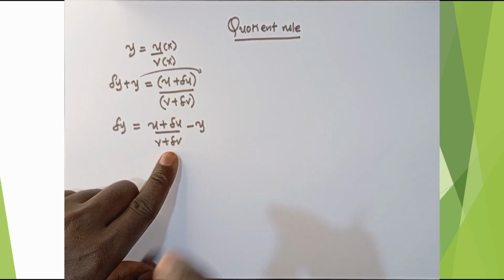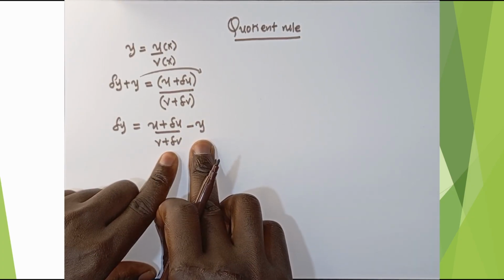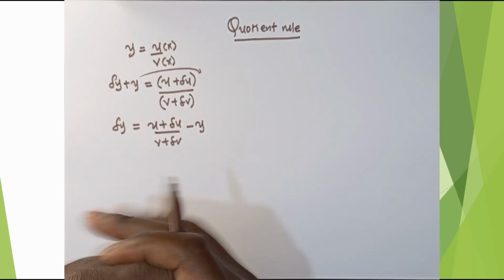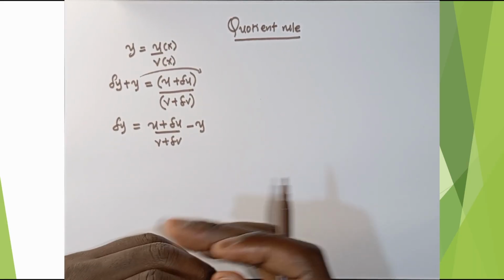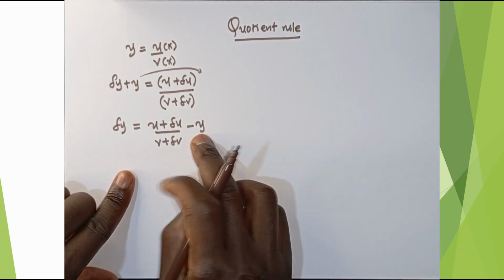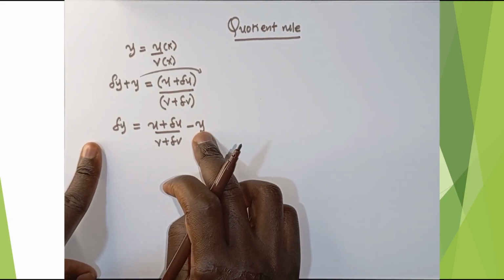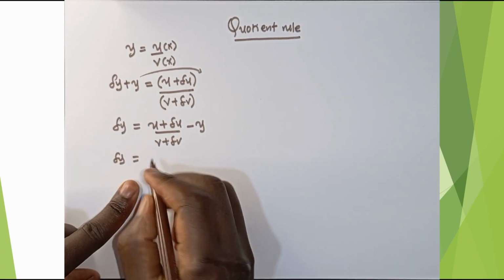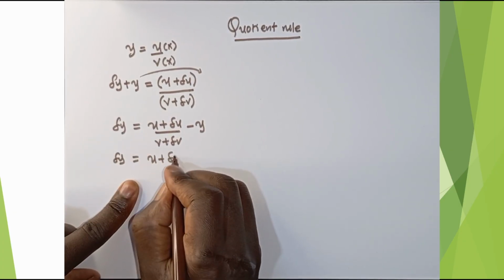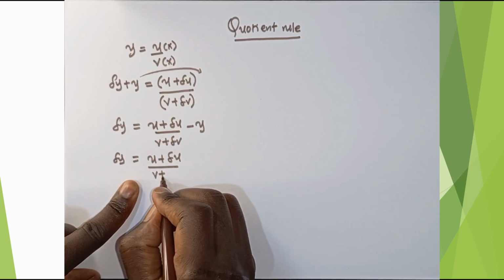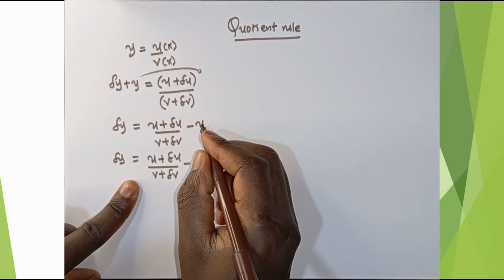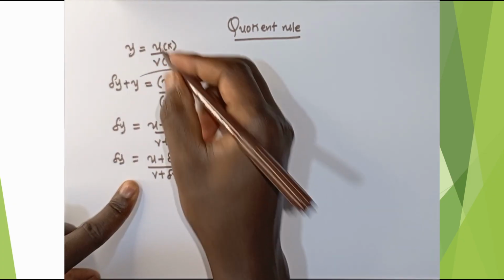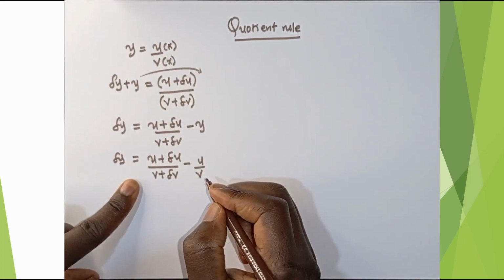Towards the end of the video, I'll drop for you the trial questions where you're going to try these questions out, and you see that you have understood the quotient rule and it will not disturb you anymore. So we have this. So our delta y is actually equal to u plus delta u out of v plus delta v minus u out of v, because y is u out of v.